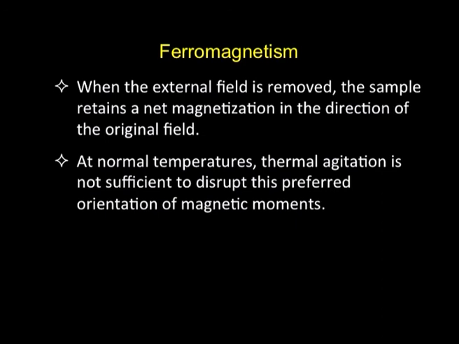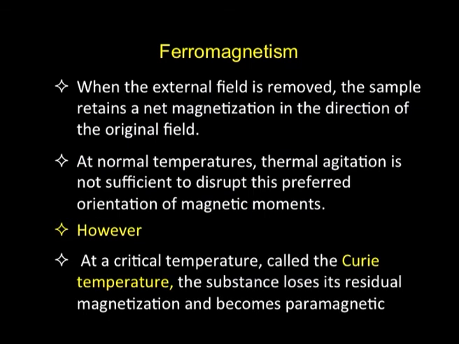Further, if I increase the temperature: at normal temperature the magnetization achieved by putting the material into a magnetic field stays there, and the thermal agitation is not significant enough to break that alignment. But if I keep on increasing the temperature, a critical temperature comes, called the Curie temperature, at which the magnetization which was staying back is lost and the material becomes paramagnetic in nature. So, that is the typical behavior of ferromagnetic materials.